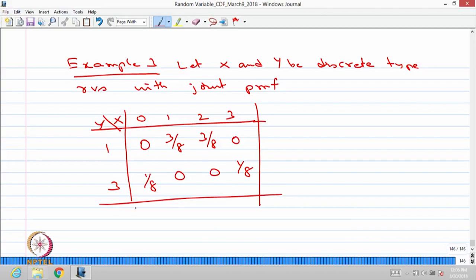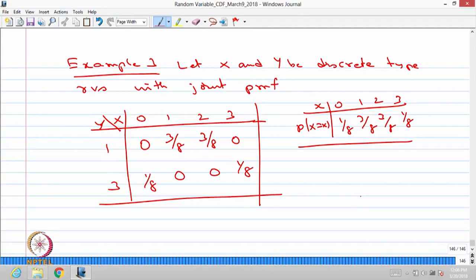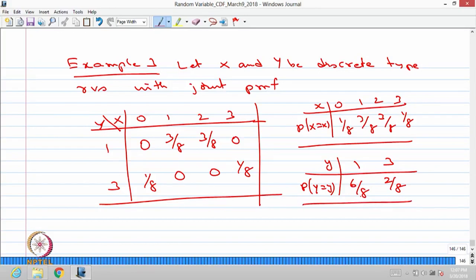And in that problem, we also got the marginal distributions of x and y, if you recall. For the possible values of x, that is 0, 1, 2 and 3, the probability that x takes the value x is 1/8, 3/8, 3/8 and 1/8. So this is the probability mass function of x. Similarly, the probability mass function of y: for 1 it takes the value 6/8, and for 3 it takes the value 2/8. So this is the probability mass function of y.